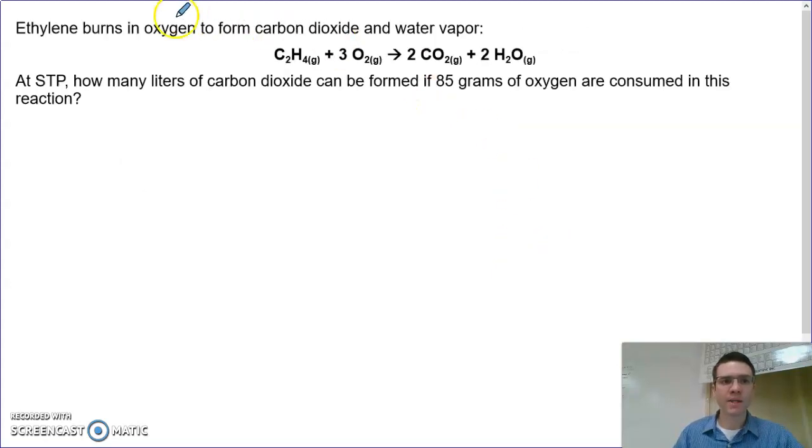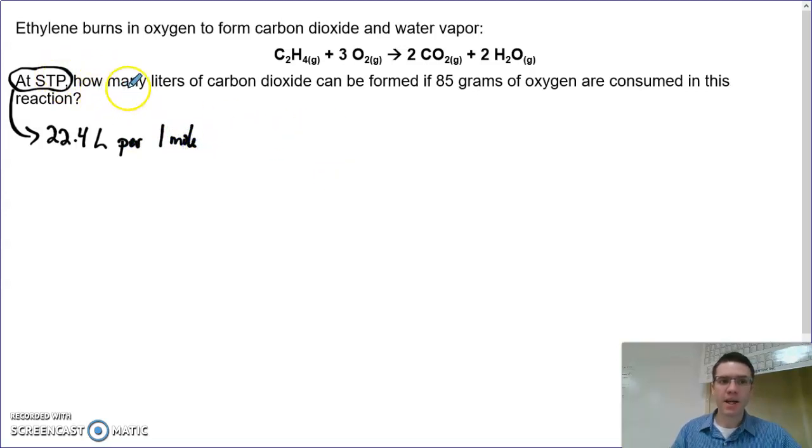Let's say we have ethylene. That's our C2H4. Burning in the presence of oxygen to form carbon dioxide and water vapor. At STP, so here's my indication for these problems. I might have a shortcut that works here. At STP, I need to know there's 22.4 liters occupied per 1 mole of any gas. It doesn't matter what gas it is.